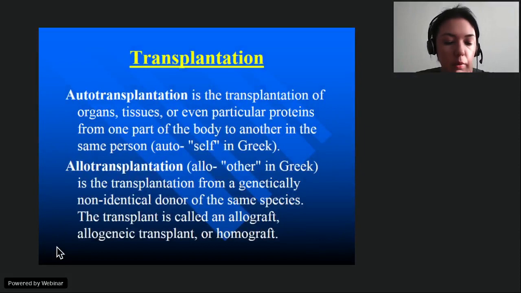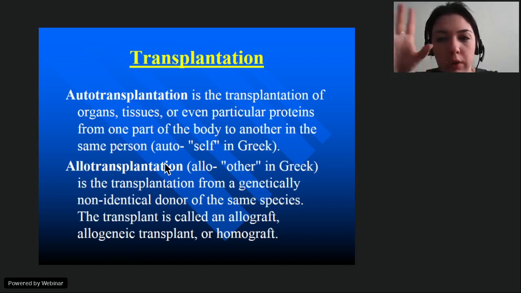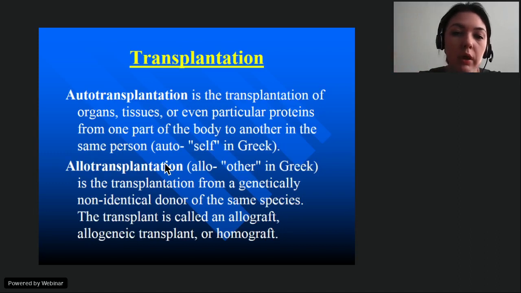Okay, transplantation. So autotransplantation is a transplantation of organs, tissues, or even particular proteins from one part of the body to another in the same person. So it is related not only to vessel surgery, but to all the surgeries. We will talk about it at the future lectures as well. So auto means self, it's clear, yes, in Greek.